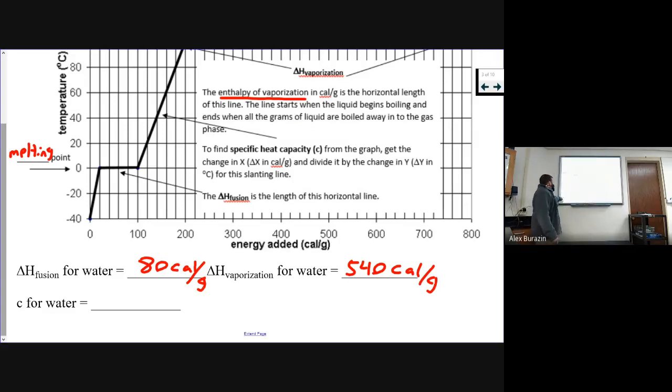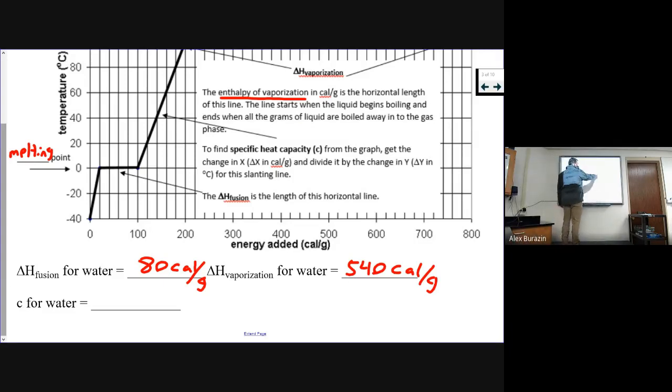The last thing here is the specific heat capacity. We talked about that yesterday. Specific heat capacity is also specific for the phase. Ice, water, and steam all have different specific heat capacities. They're all water, they're all H2O, but solid water, liquid water, and gaseous water have unique, different specific heat capacities. This graph can give us those too.